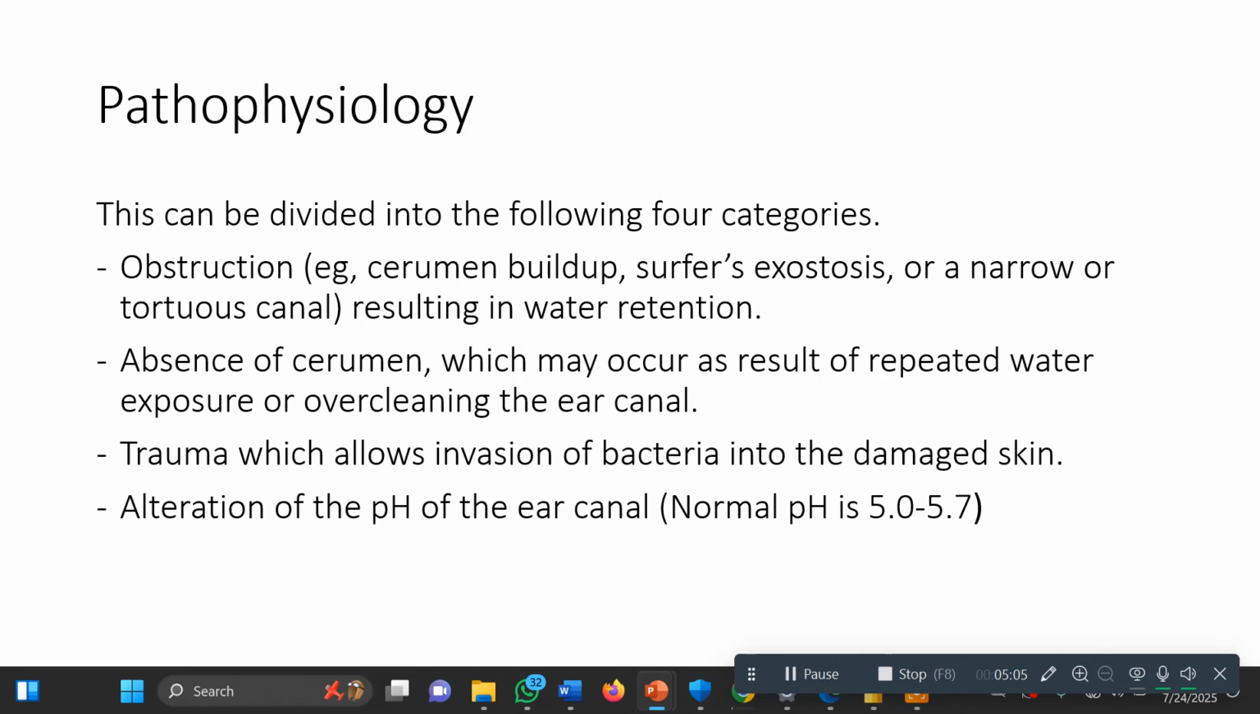Absence of cerumen may occur as a result of repeated water exposure or overcleaning the ear canal. Trauma can also allow for invasion of bacteria into damaged skin. Then alteration in the pH of the ear, which is normally within 5 to 5.7, can also lead to infection and cause otitis.